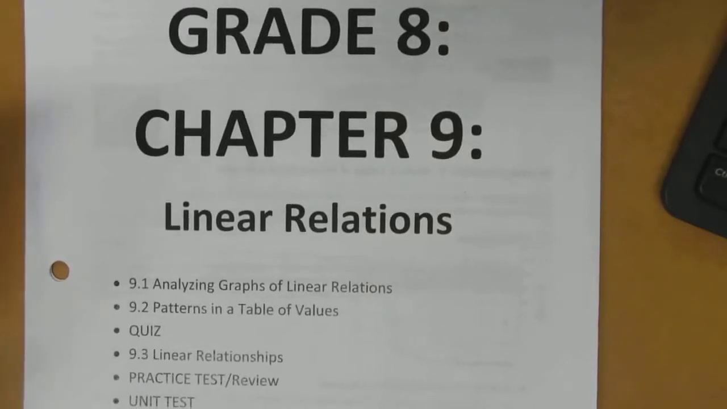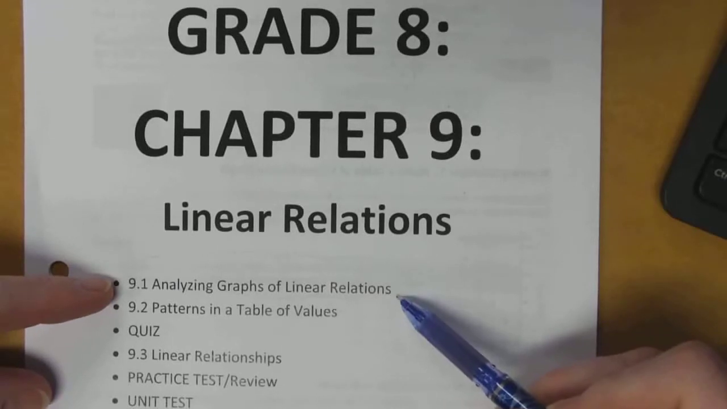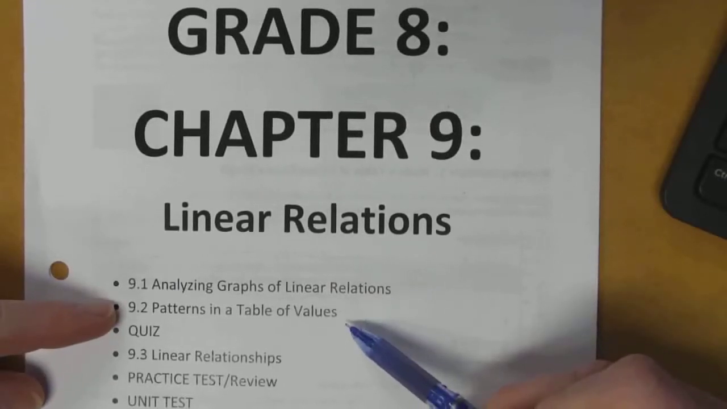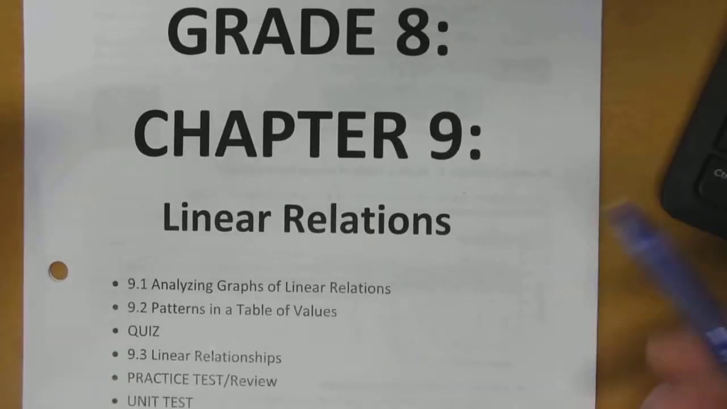All right, grade 8s. We're starting chapter 9, linear relations. 9.1 is analyzing graphs of linear relations. 9.2 is patterns in a table of values. Then we'll have a quiz. Then 9.3 is linear relationships. To wrap up the chapter, there will be some review and then, of course, an exam.